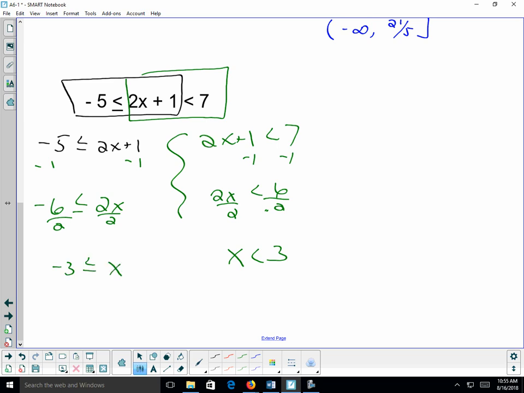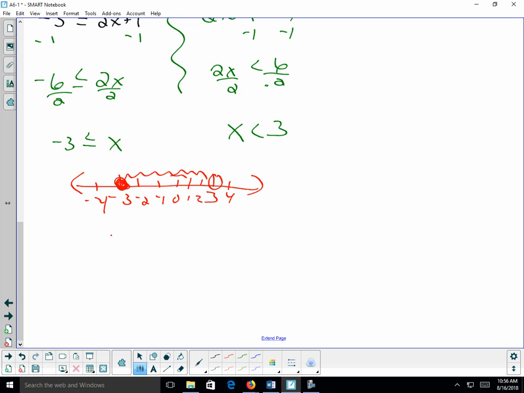So if I were to graph that, graphing is right there. Negative 3 is to the left of positive 3. So I'm going to have negative 4, 3, 2, negative 1, 0, 1, 2. Squeeze that in there, 4. I'm going to have a closed circle, negative 3, an open circle, 3. This is x is greater than or equal to negative 3. This is x is less than or equal to 3. So my interval notation will be negative 3 to 3. And that would be blue. But I didn't think of blue.